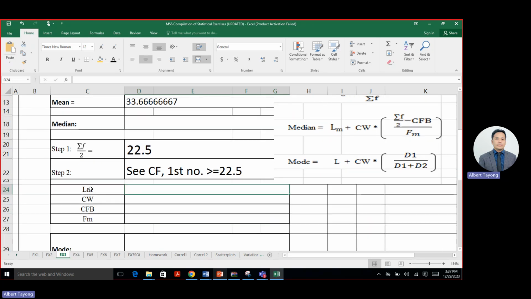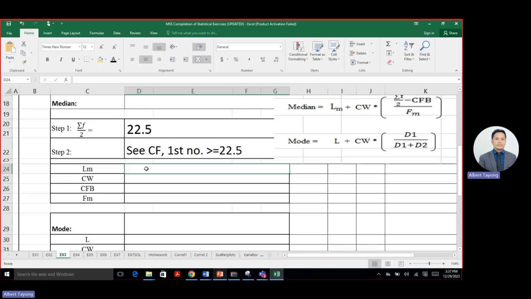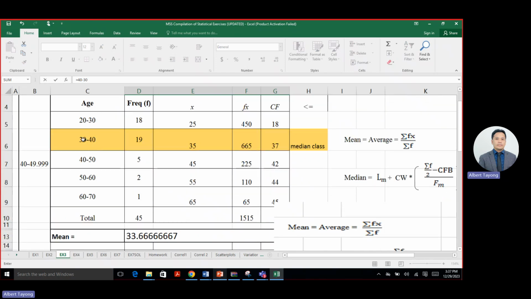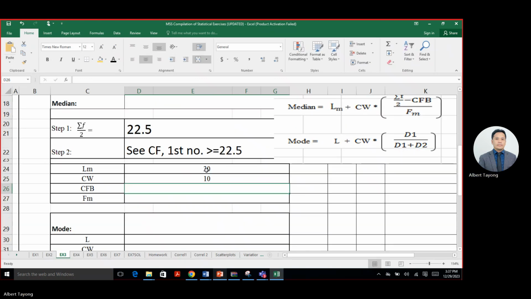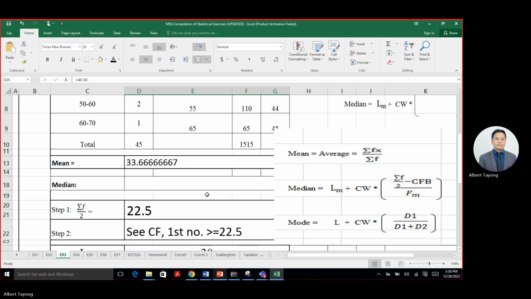Our LM is the lower bound of the median class. Focus on this class. Our lower bound there is 30. Upper bound is 40, so we have to write it manually, 30. CW is the upper bound minus the lower bound. Our upper bound is 40 minus 30. That will be equal to 10.